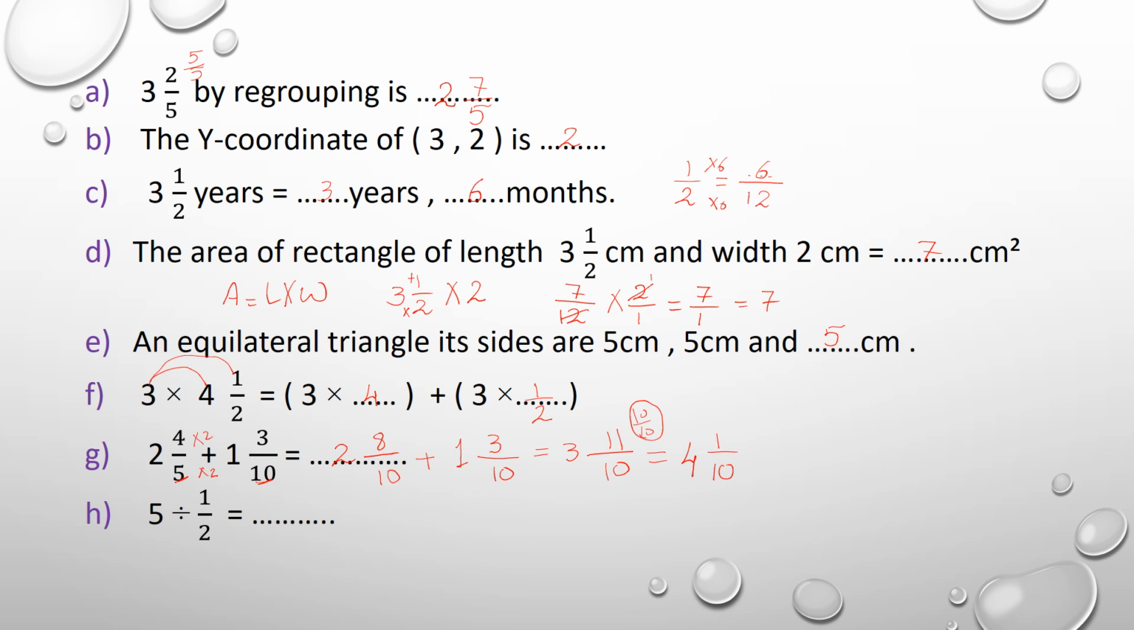Next: 5 divided by 1 over 2. 5 will be 5 over 1. Divided will change into times. 1 over 2 will be 2 over 1, the reciprocal. Numerator times numerator, 10. Denominator times denominator, 1. The result is 10.